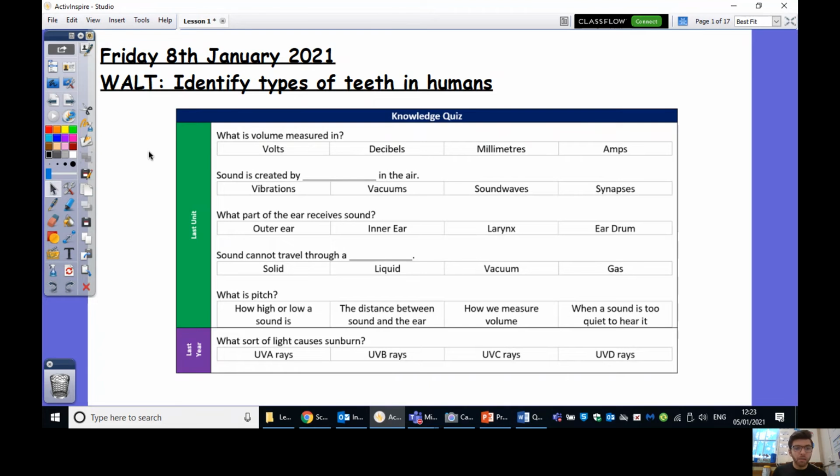Question 3. What part of the ear receives sound? Is it the outer ear, the inner ear, the larynx, or the eardrum? What part of the ear receives sounds? Question 4. Sound cannot travel through a what? Sound cannot travel through a solid, through a liquid, through a vacuum, or through a gas. Circle the right answer there.